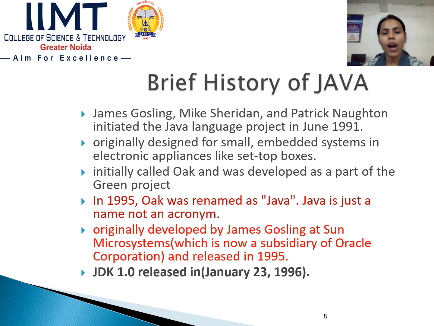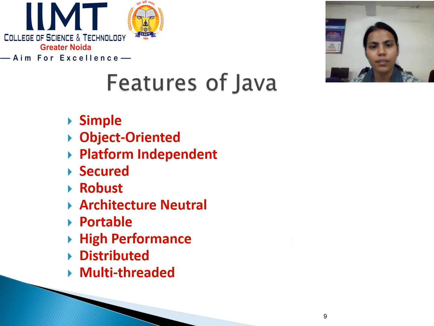In 1995, Oak was renamed Java. Java was originally developed by James Gosling at Sun Microsystems, which is now a subsidiary of Oracle Corporation, and released in 1995. JDK 1.0 was released on January 23, 1996.